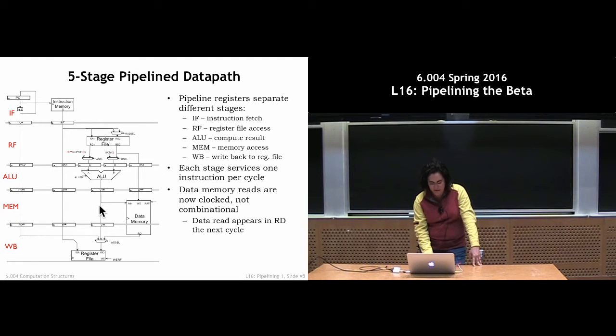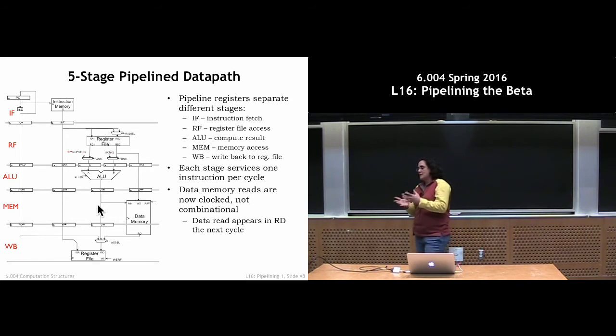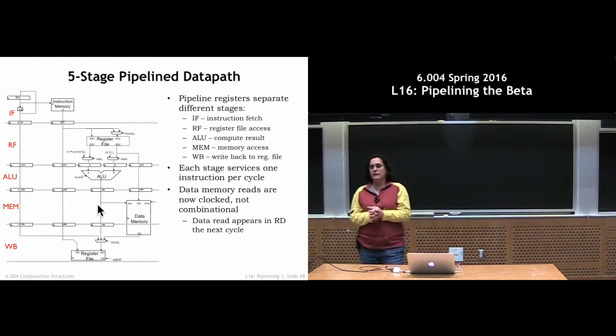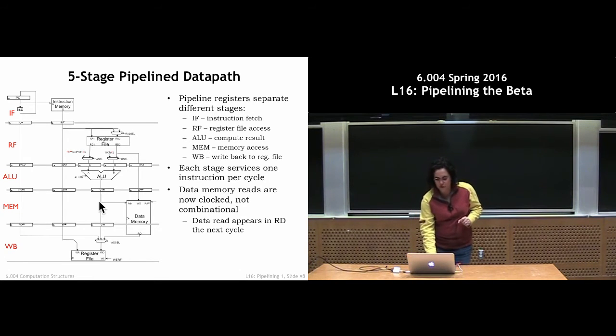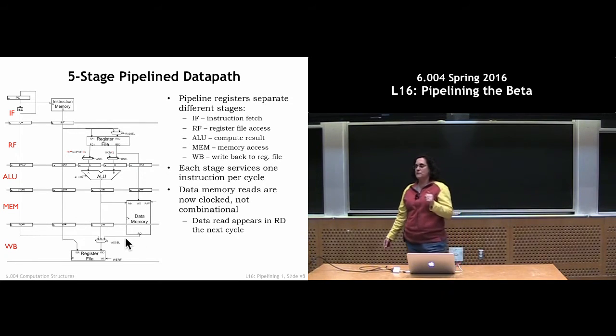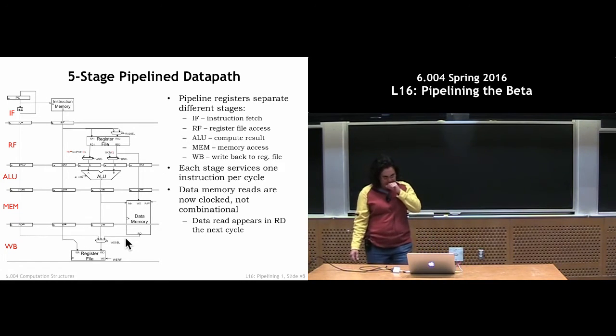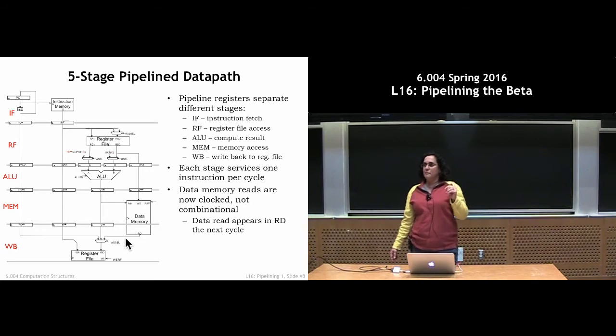Then we move on to our memory stage. And what we've done for our memory is, because our slowest piece is always our memory, we actually want to give ourselves an even better chance of reducing T clock by allowing the memory to take 2 of our pipeline stages. And so the way that the memory works is you initiate a load or a store at the beginning of a memory pipeline stage, but you actually get the result of your read in the next stage. Okay, so we've now turned our data reads to be clocked instead of being combinational.